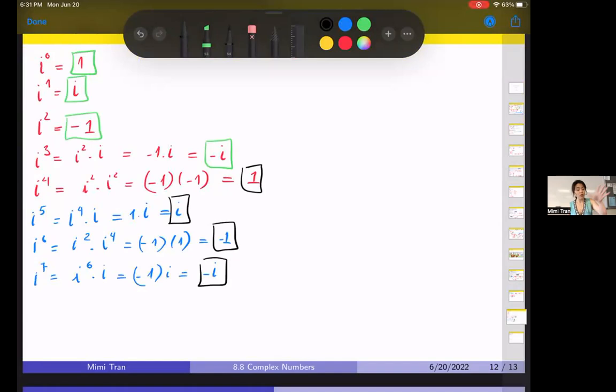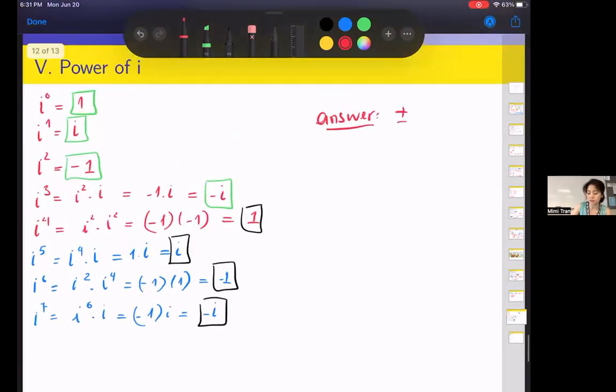So every fourth power, you go back to the cycle, right? So no matter how big your power of I is, your answer will be one of the 4. I don't care how big the power of I is. Your answer is going to be either plus 1 or negative 1 or plus I or negative I. One of the 4, right?